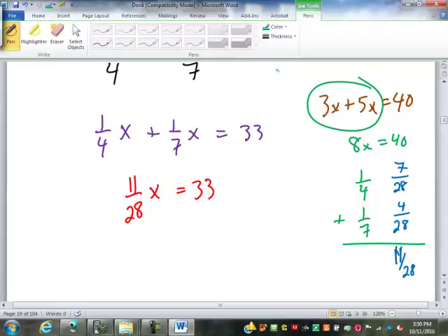Now what? What's keeping my variable, my x, from being alone? It's 11/28. It's multiplying it, so to get rid of it, we would divide by 11/28.